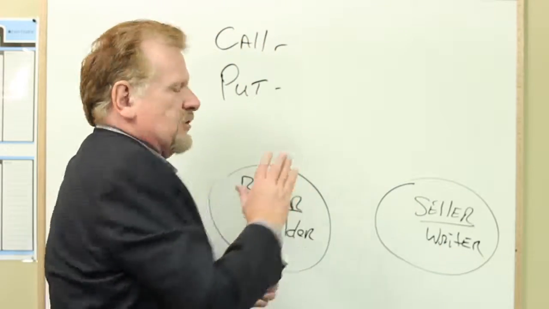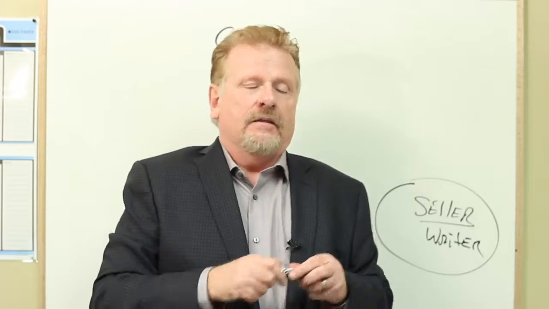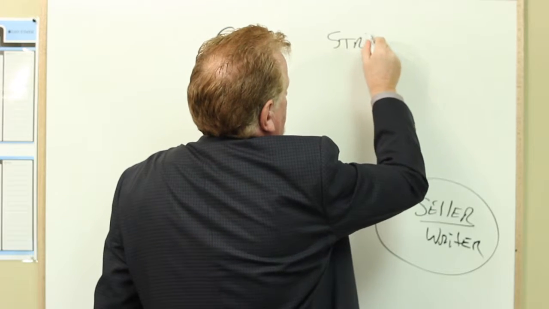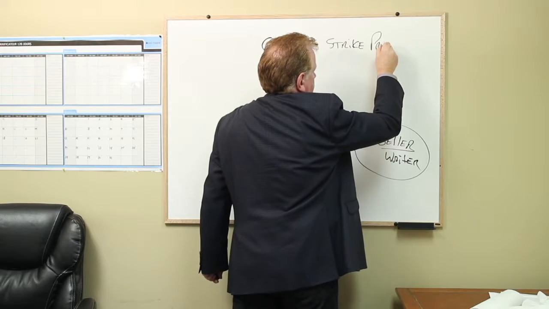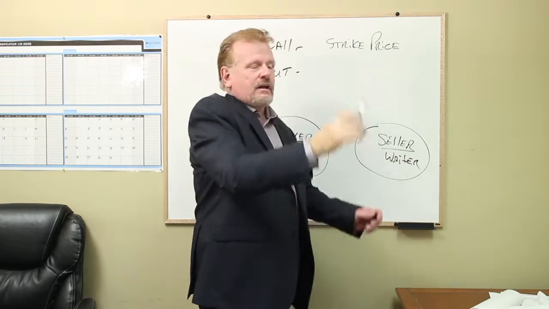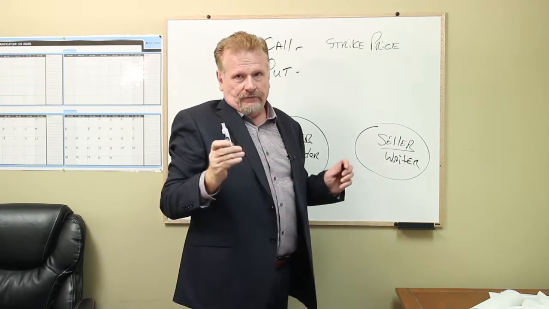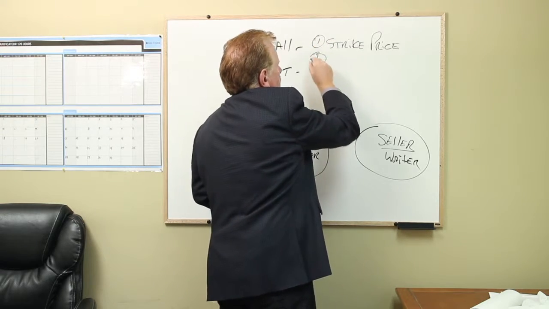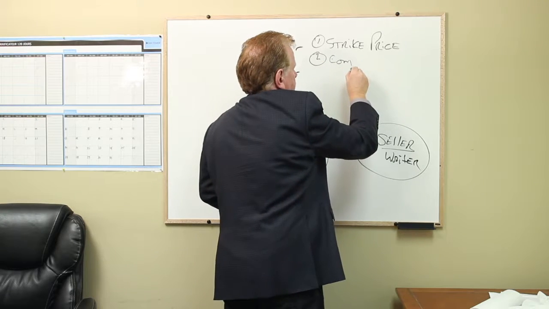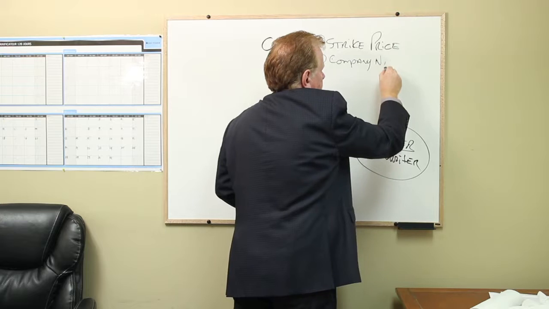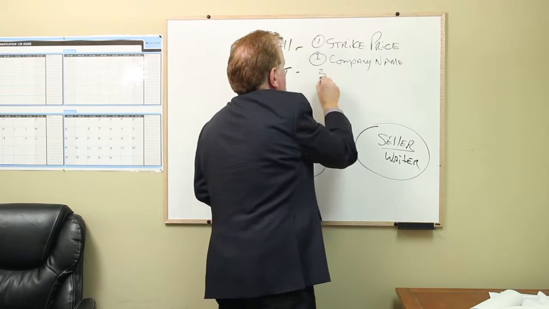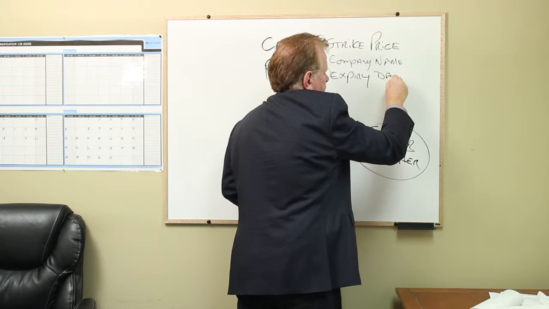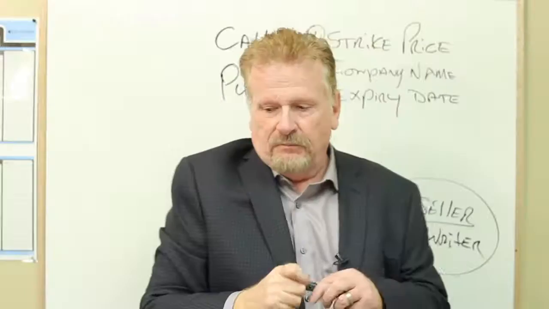Now, within each contract, there are three important things. One is called the strike price. And that's the price that we agree upon in the future, of the price that we're going to purchase at or sell at. That's number one. Number two is, of course, the company name, what stock we're talking about. And number three is the expiry date, when that particular option expires.